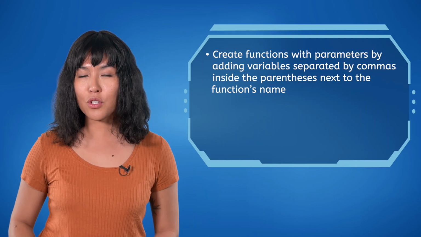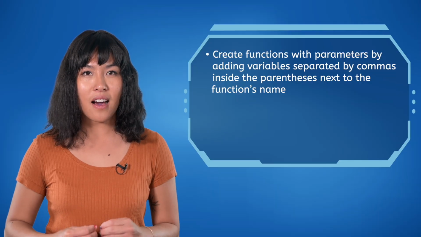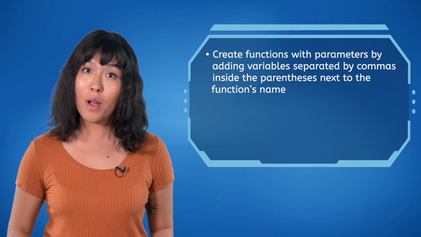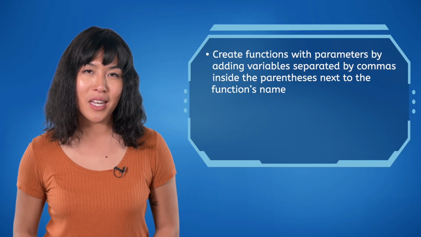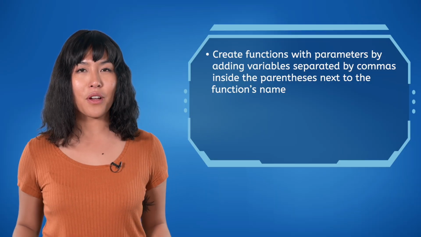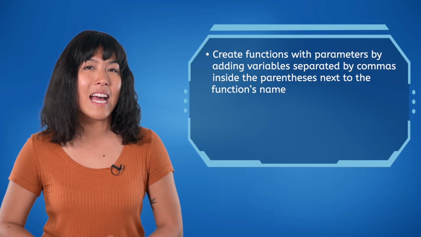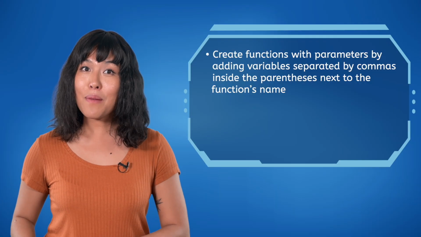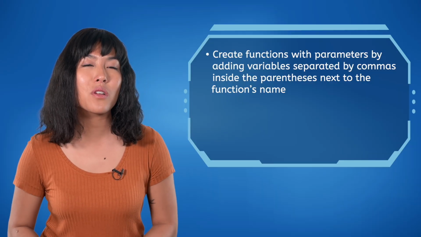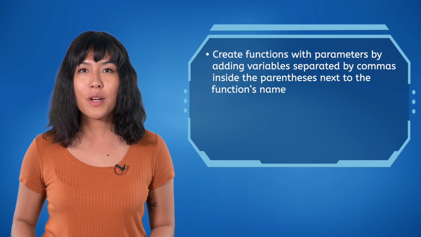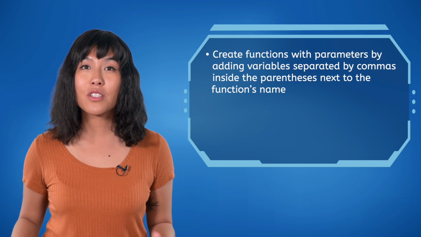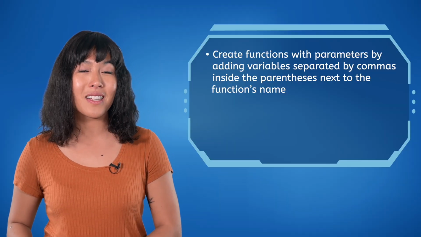Functions with parameters grant us the flexibility to customize our function's behavior by accepting inputs or parameters during function calls. We learn to define functions with parameters by placing variables in the parentheses next to the function name and separating them with commas. For instance, we enhanced our fly rocket function to accept parameters such as time and color, empowering us to control the rocket's flight characteristics dynamically.